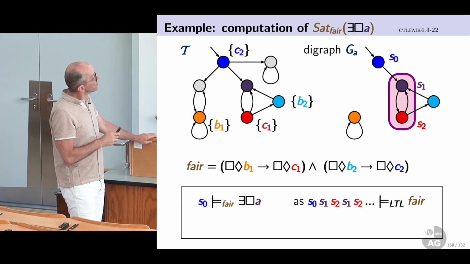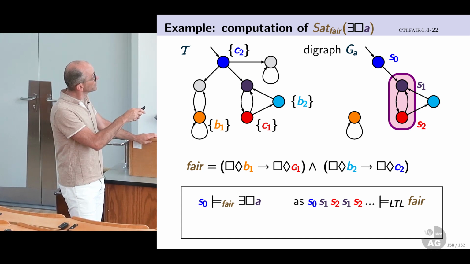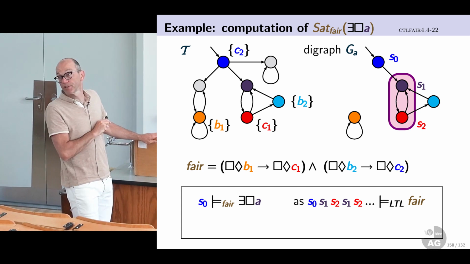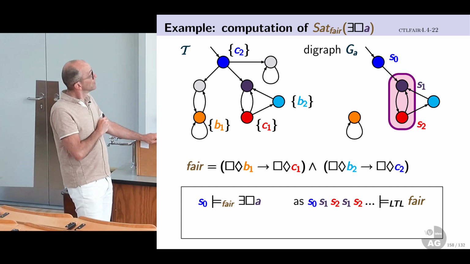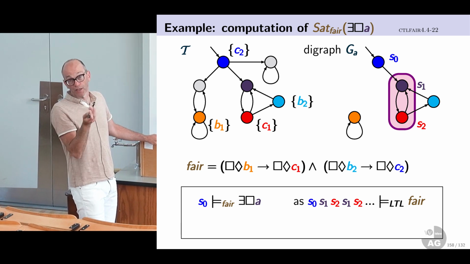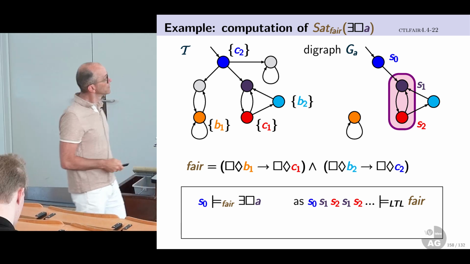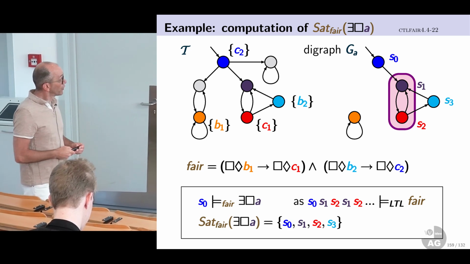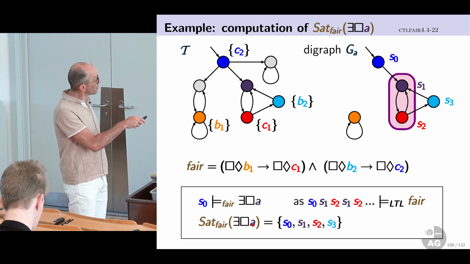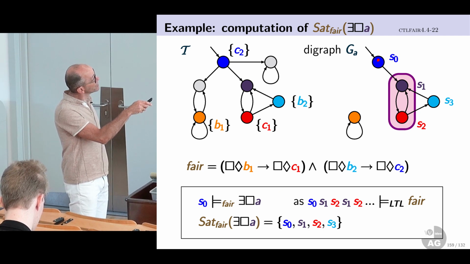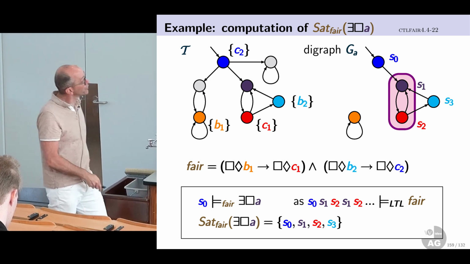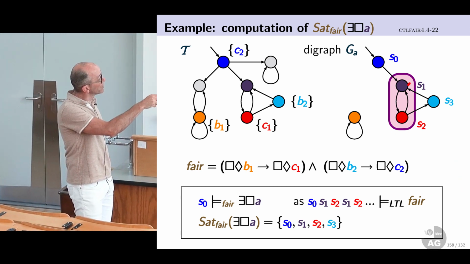This is, I hope, because it has at least one red state and on the cycle it has at least one dark blue state. So both fairness assumptions are satisfied by this cycle. The cycle is reachable from the initial state, and therefore it follows that the set of states satisfying existential box A fair is definitely S0. It also contains the two states on the cycle itself, and it contains S3 because this cycle is also reachable from S3.